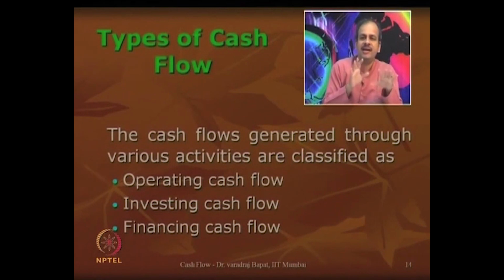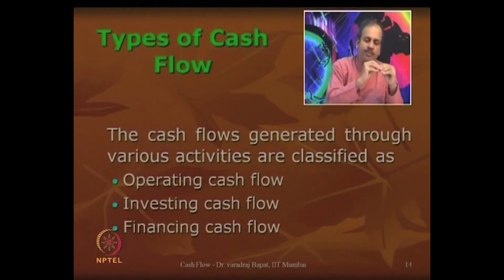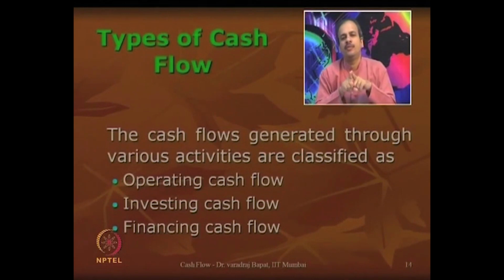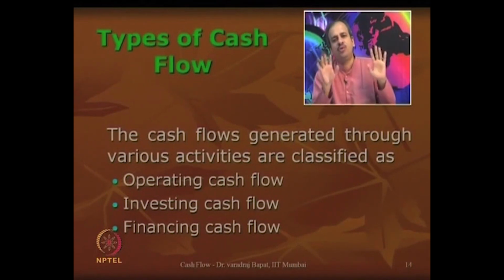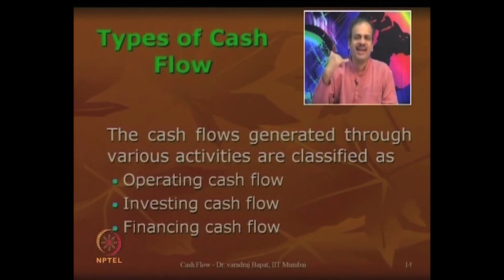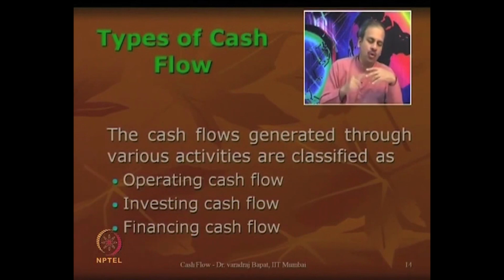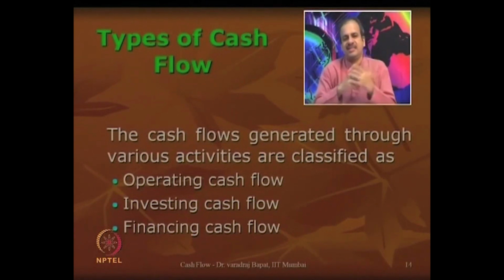That is why GAAP has made 3 categories which are compulsory. These 3 categories are operating, investing and financing. So any item which is going to be shown in cash flow statement should be shown in any one of these 3 only. We have to categorize. So for making cash flow statement or for reading and understanding cash flow statement, it is very important that we know what are the categories.